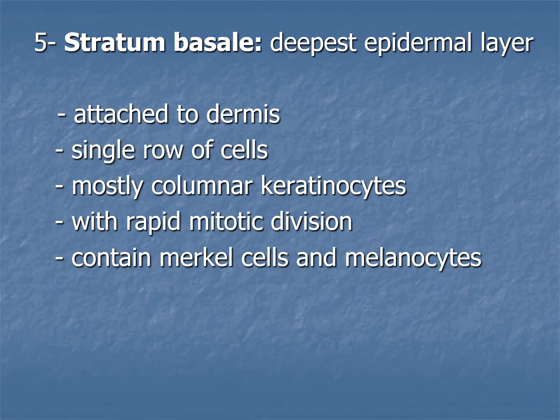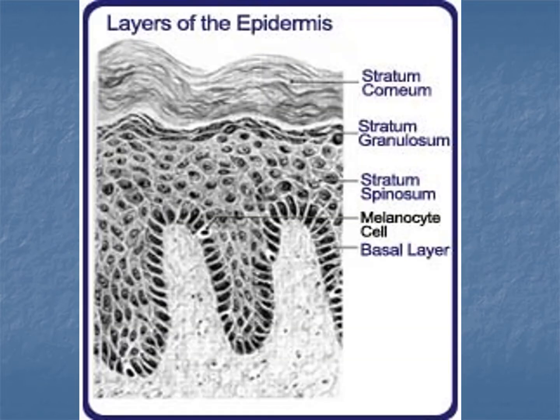Stratum basale is the lowermost, deepest layer of the epidermis, which has columnar cells, and which is present in single rows, and they have a rapid mitotic rate, and they also have associated Merkel cells and melanocytes. This shows again the overview of the layers of the epidermis, 5 layers.